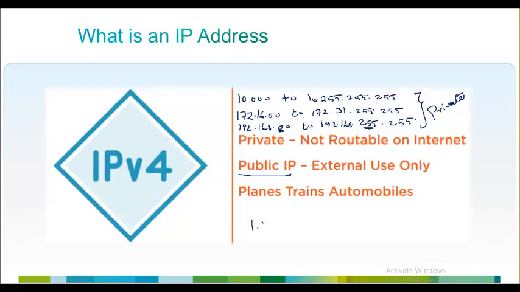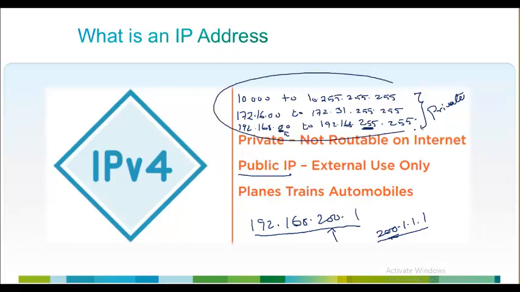I have 192.168.200.1. What is this? It's a private address because it is ranging between, you see, 192.168, and after 0 comes 1, 2, 3, up to 255, I have 200. So this is a private range of addresses. And then I got 200.1.1.1. What is this? It is public, because you see 200 is not in any of these ranges. It's public. So public addresses are other than these.